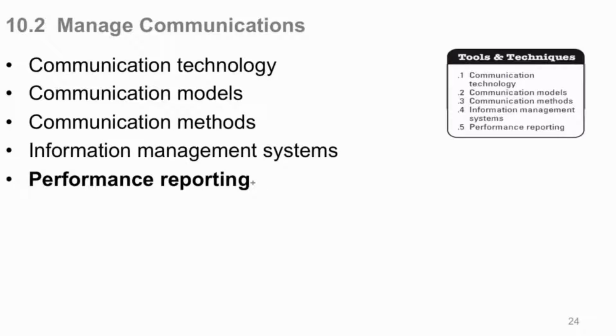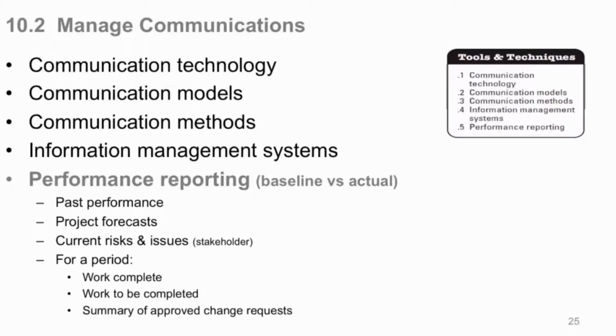And performance reporting is a tool that you use to compare your baseline, your schedule, cost, and time and scope baseline, to the actuals that are really happening right now in the real world on your project. So you can look at past performance, you can look at your forecasts, and we'll see tools like particularly earned value management on how you forecast how you're going to be with your budget over time if you continue going the way you're going, where you may have to make corrective actions.